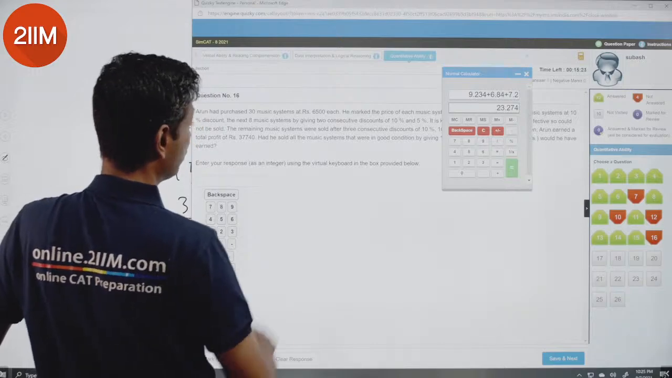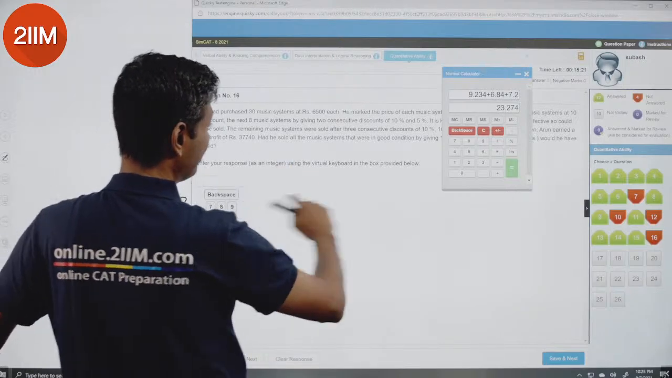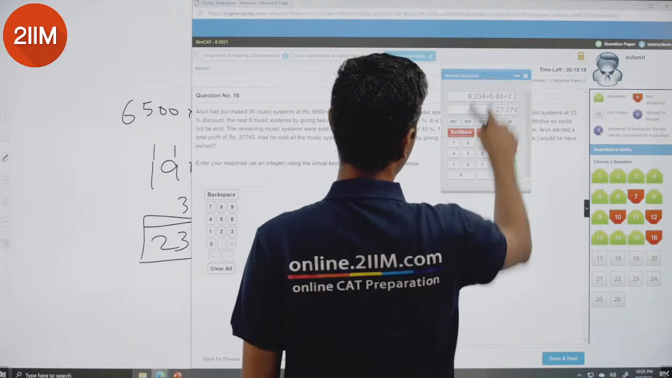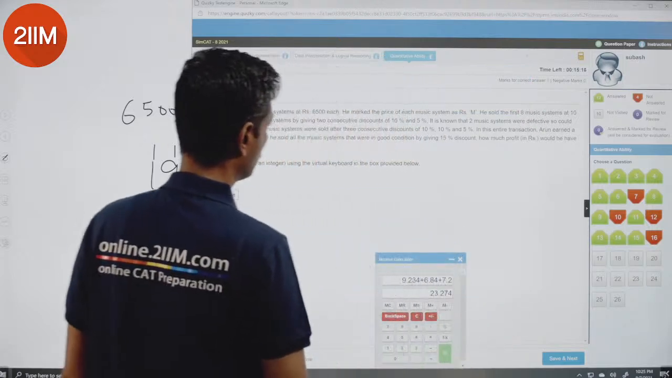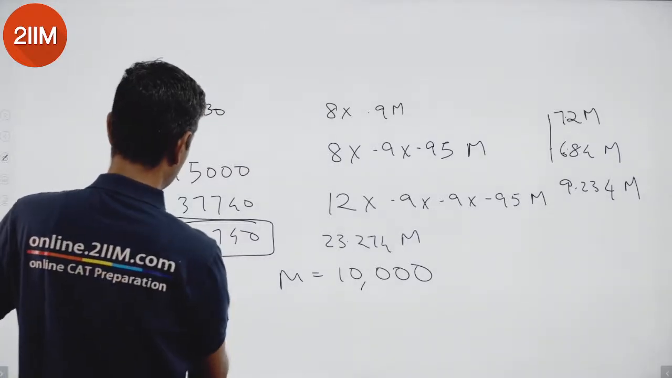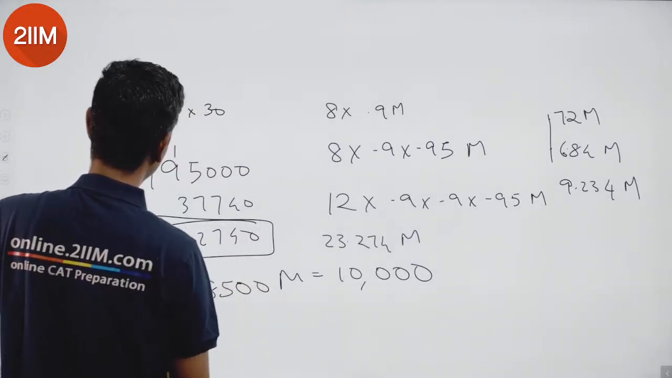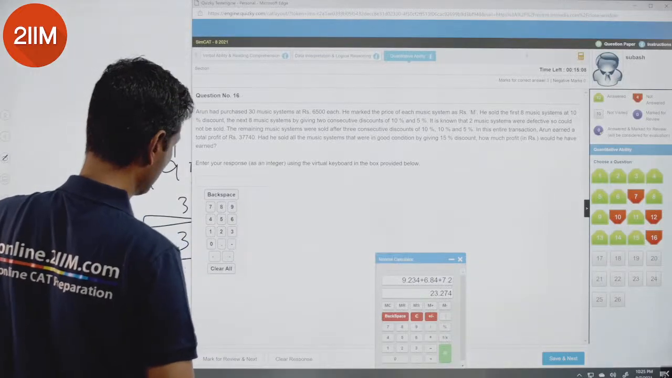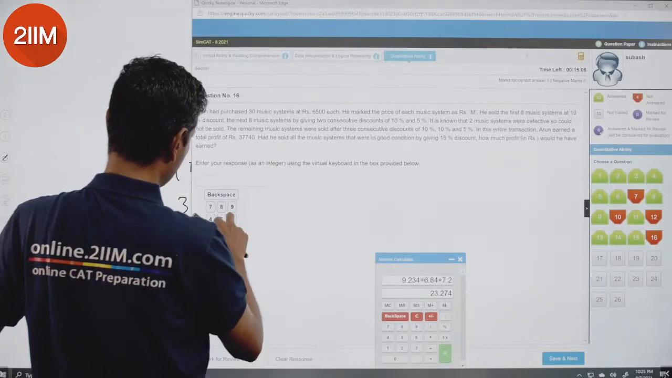So M, he gives a 15% discount and he sells everything. So he makes 2,000. He sells at 8,500. He makes 2,000 into 30, 60,000 rupees. 2,000 into 3 is 6,000.